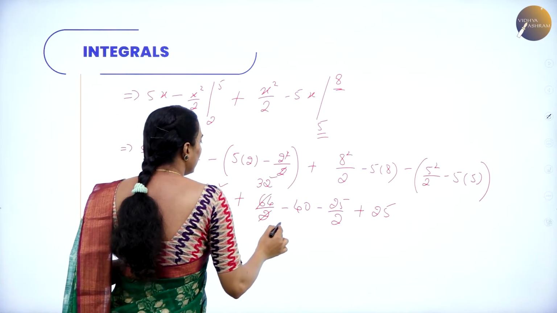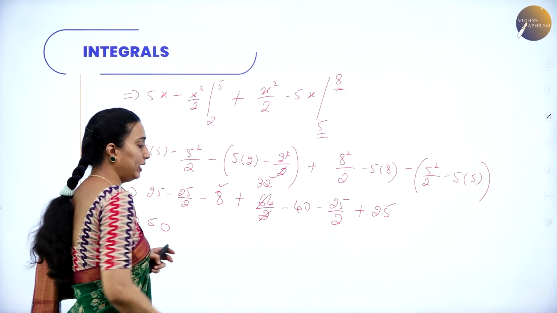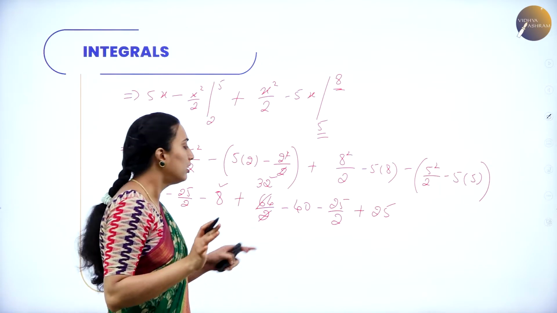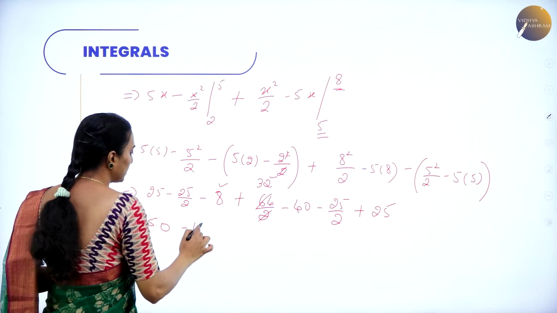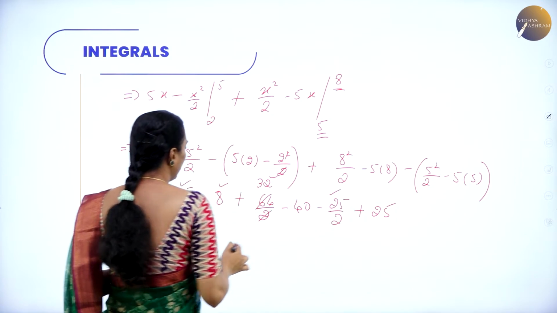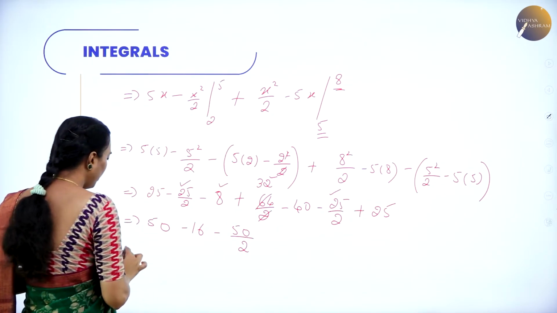Integer, which is minus 8 plus here minus 40 plus 32. Minus 40 plus 32 is nothing but minus 8. Minus 8 is nothing but minus 16. So minus 16. Again, remaining is only this one, 25 by 2 and minus 25 by 2, which is minus 50 divided by 2. I hope you understood this one.